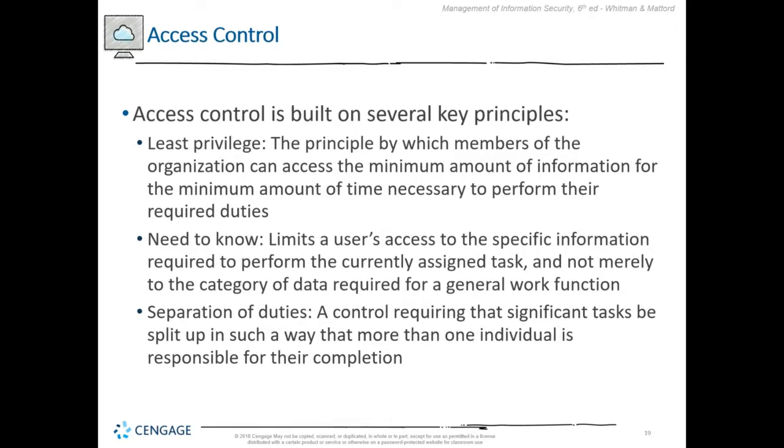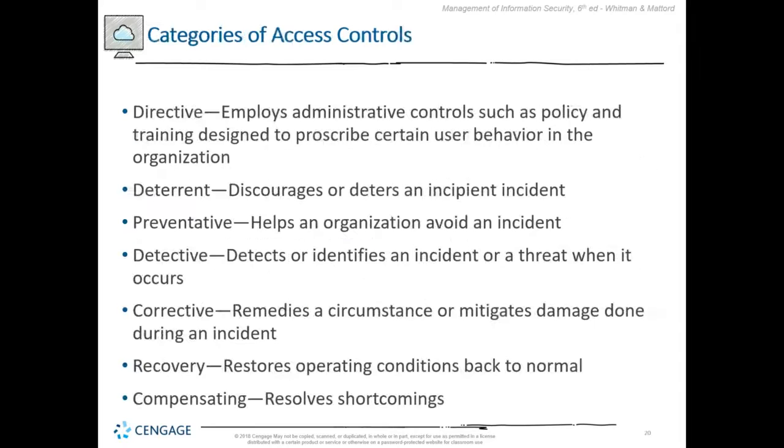Now, this access control is going to be built on several key principles. One of them we've talked about in the past is the principle of least privilege. So you provide the users with the minimum amount of access necessary to perform their job. Need to know limits users to only information that is needed to perform their work. And there's separation of duties. That's where a task may be broken down into multiple tasks that are performed by different employees, so not one employee will be responsible for the entire task.